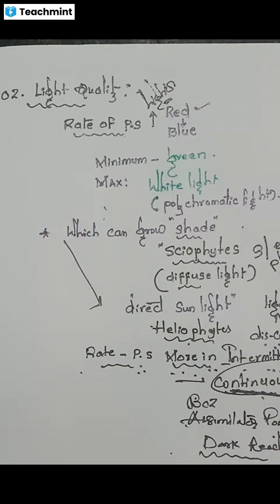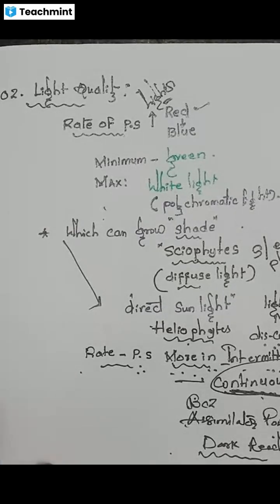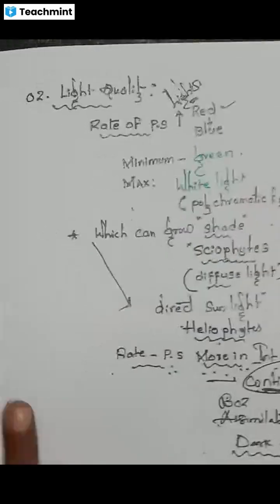The plants which can grow in shade, known as sciophytes, have very sensitive and effective photosystems to receive diffuse light. The plants which can grow in direct sunlight areas are called heliophytes.